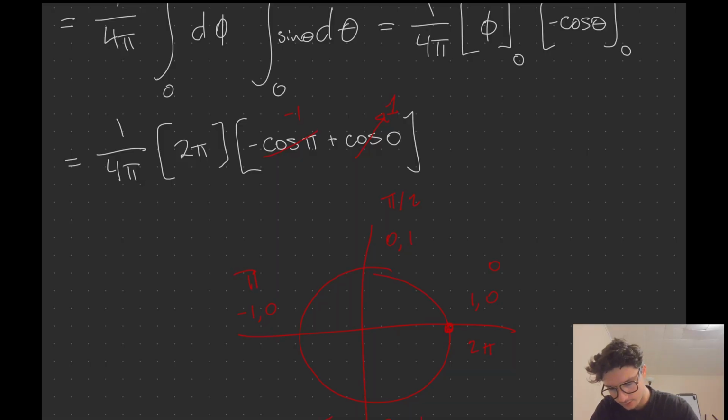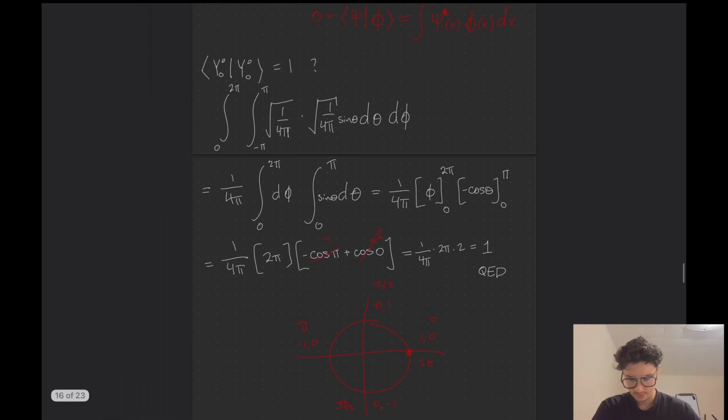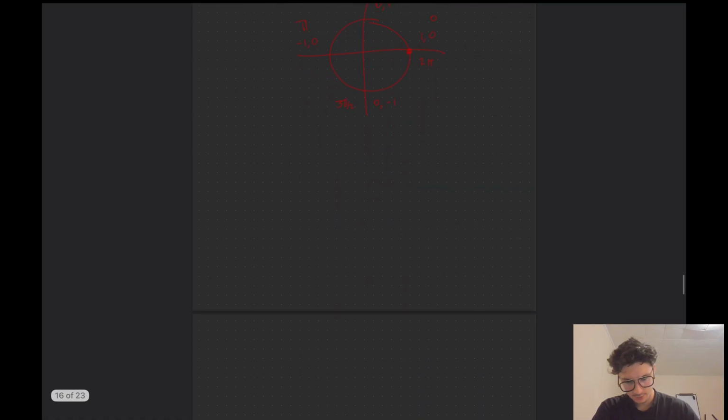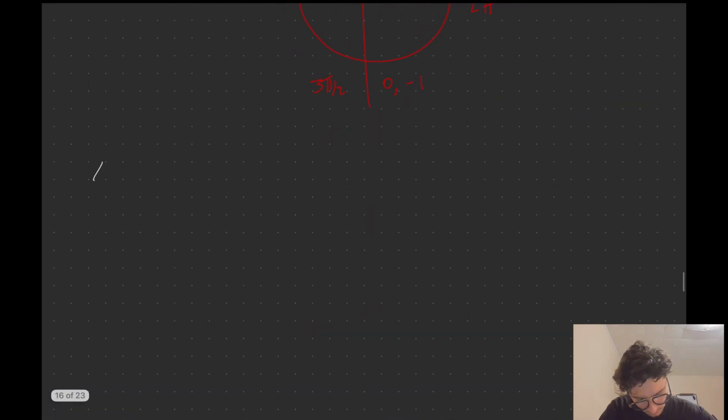And now this whole thing is going to be 1 over 4 pi times 2 pi times 2, which is equal to 1. QED. Thank goodness. Alright, so this is in one line what this looks like. Take a look at this. Amazing. Now let's check the orthonormality. I mean, what do we check orthogonality with? We have to check orthogonality with the other one. And that's going to be hard.